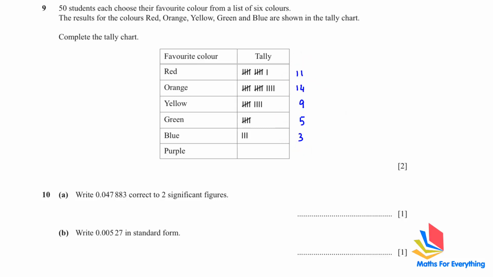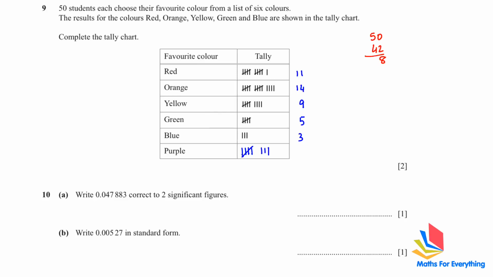Now we are going to add all of them and they will give us 42. Subtract from 50, 42 and you will get 8. These are the 8 lines we have to draw. 1, 2, 3, 4, 5, 6, 7, 8.